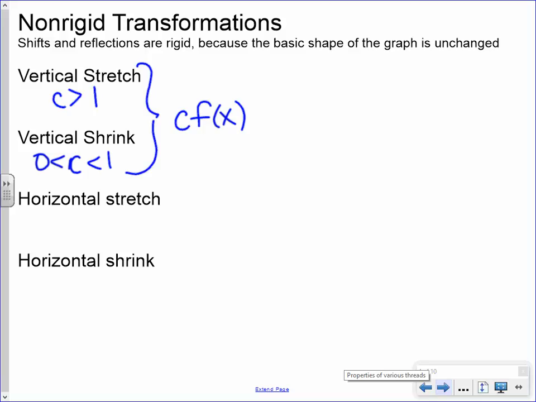So if I had a vertical stretch of C, how do we apply that to our parent function? What would I do with all of my coordinates? First of all, is it affecting the X or the Y? It's affecting the Y value by a factor of C. So to apply this, all of our Y values get multiplied by C.